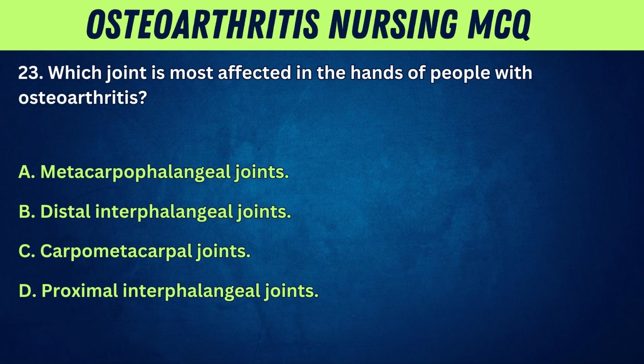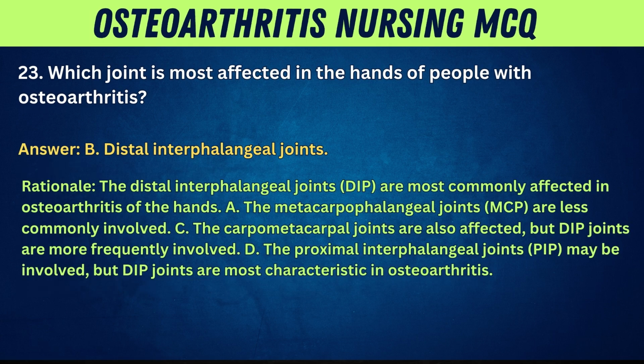23. Which joint is most affected in the hands of people with osteoarthritis? A. Metacarpophalangeal joints. B. Distal interphalangeal joints. C. Carpometacarpal joints. D. Proximal interphalangeal joints. Answer: B. Distal interphalangeal joints. Rationale: the distal interphalangeal joints, DIP, are most commonly affected in osteoarthritis of the hands.